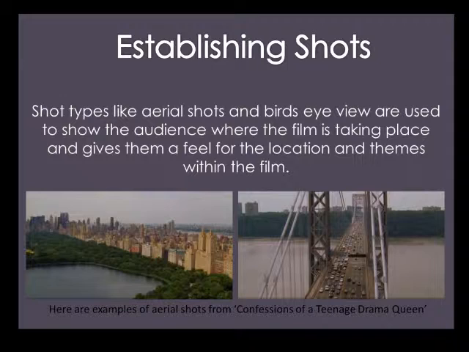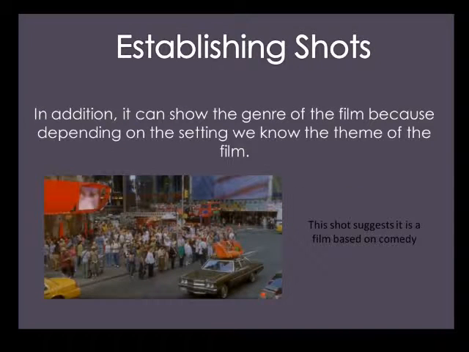Shot types like aerial shots and bird's eye view are used to show the audience where the film is taking place, and it gives them a feel for the location and themes within the film. In addition, it can show the genre of the film because depending on the setting, we know the theme of the film.